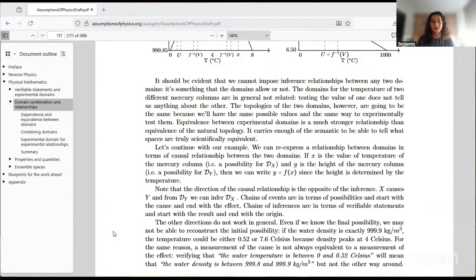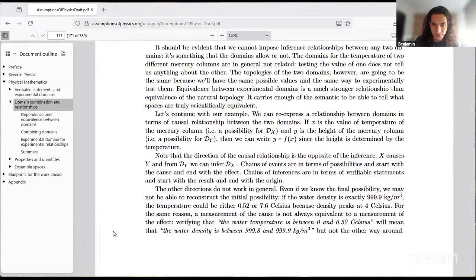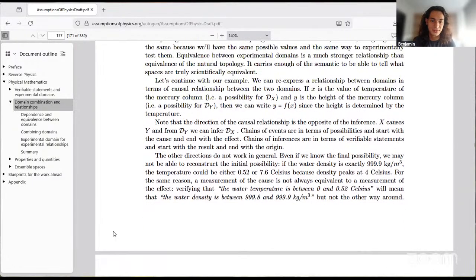Let's continue with our example. We can re-express a relationship between domains in terms of a causal relationship between the two domains. If x is the value of temperature of the mercury column, i.e. a possibility for dx, and y is the height of the mercury column, i.e. a possibility for dy, then we can write y equals f of x, since the height is determined by the temperature. Note that the direction of the causal relationship is the opposite of the inference.